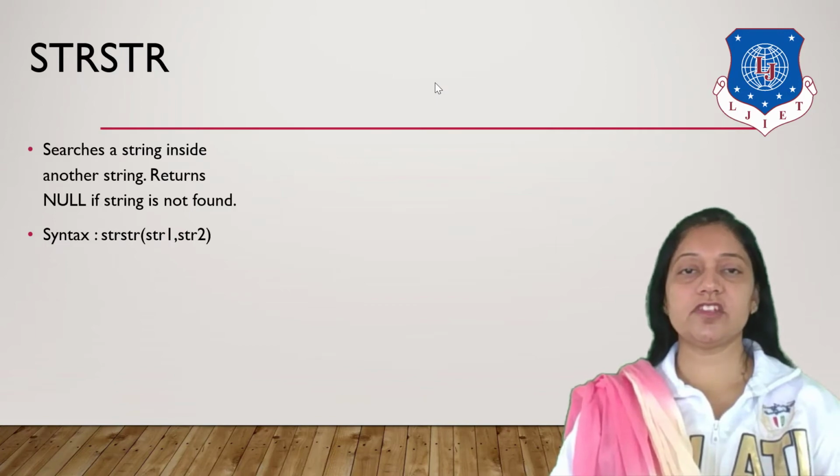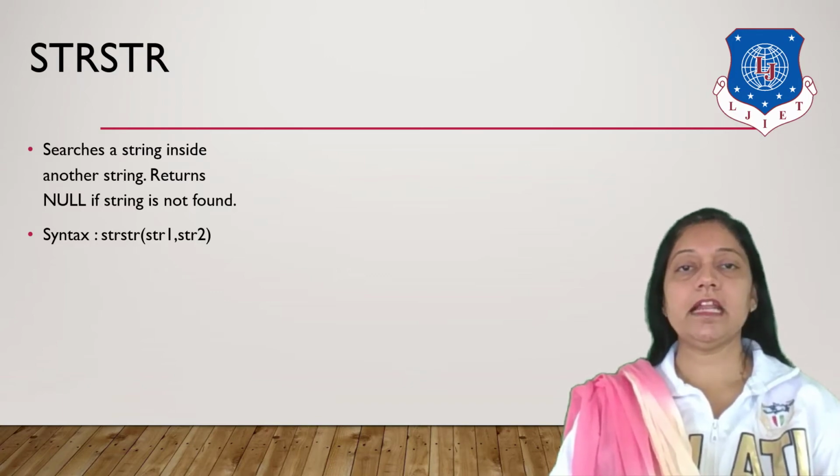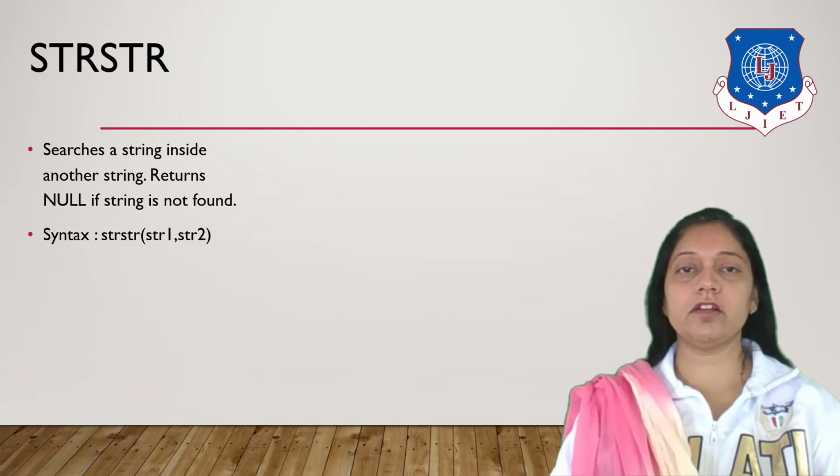What is the syntax of strstr? So strstr, all in small letters, in brackets. Now you have to pass two parameters, but both the parameters would be strings. So I'm passing two strings, one is str1 and another, comma, str2. What the compiler will do is search the string str2 inside the string str1. If this particular string is not found, then null is returned.